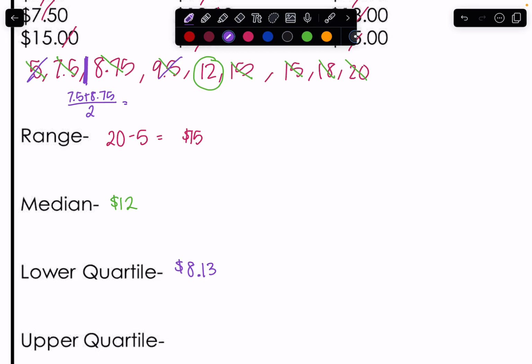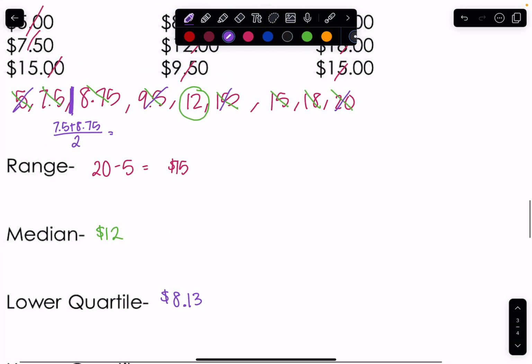Okay, so again, I like this one because it shows we can have weird decimals. That is totally allowed for my answers. We may not always have nice whole numbers. So there's my lower quartile. My upper quartile is looking at this upper half of the data. So what I have underlined in green up here on the TV. 15 through 20. Again, 12 is not included. That was my median. So I want to cross off 15 and 20.